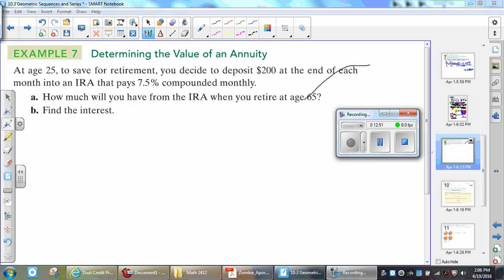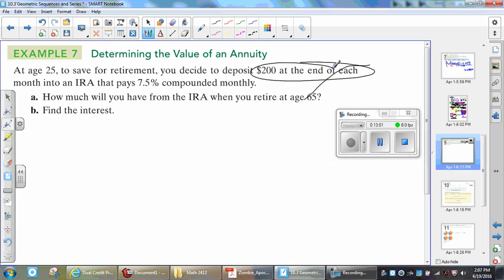Okay, let's solve example 7. So we have: at the age of 25, to save for retirement, you decide to deposit $200 at the end of each month. Okay, so I did explain annuities wrong to you guys. You keep putting money in each month. You don't just let the money sit there.